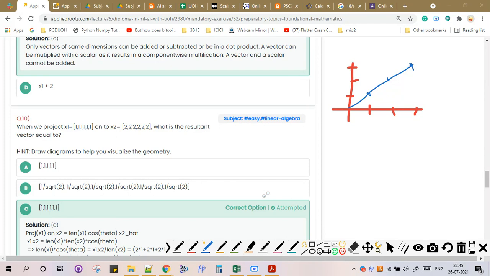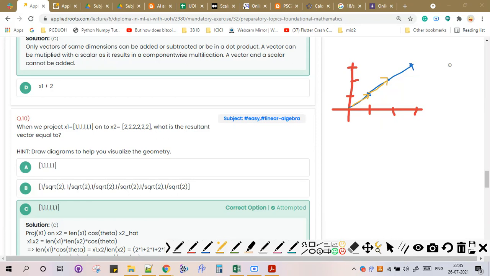Now I am giving the vector x1 as 1 1 1 1 1, so 1 1, right? So this is vector 1, and I have the second vector 2 2 2 2 2, right? So the second vector would be somewhere here. I am just overlapping each other. See, both are overlapping, right? Yes, both are overlapping each other. 2 2 2 2 2.